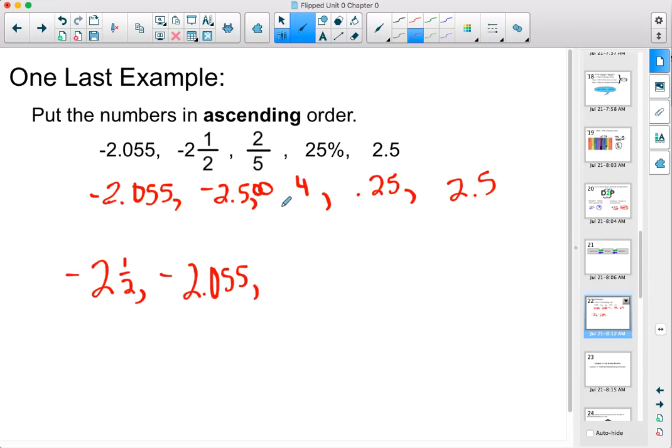Then we go to our positive numbers, adding my zeros here so I can compare them. 0.25 is my smallest, that's 25%. 0.4 or 0.40 is next, that's 2/5. And 2 and 50 hundredths is our largest. And we'll write them all in their original form. Okay, I know we went through that quickly, but all we did was just do some division to change those into decimals.